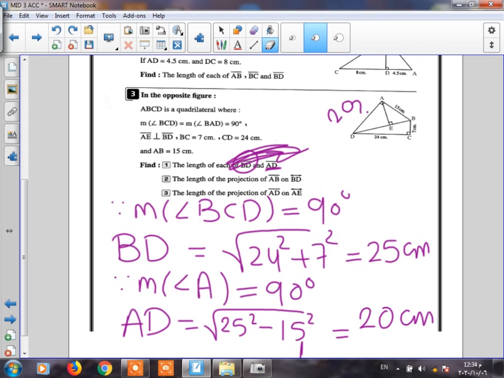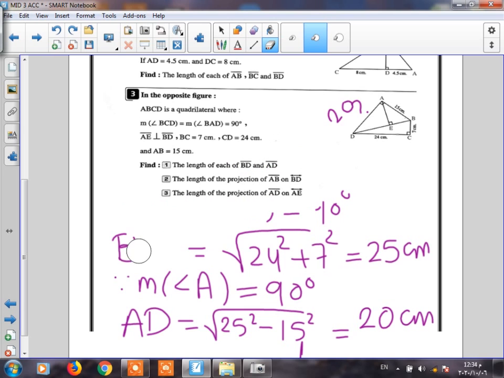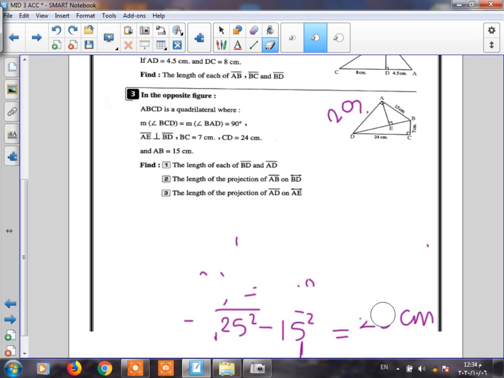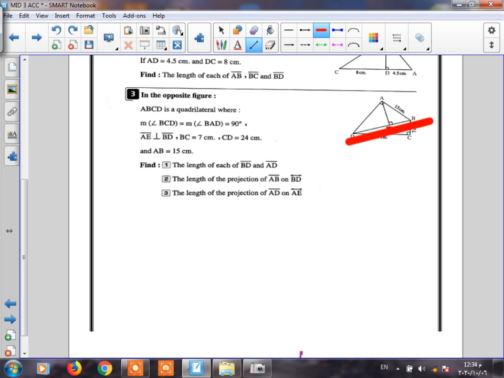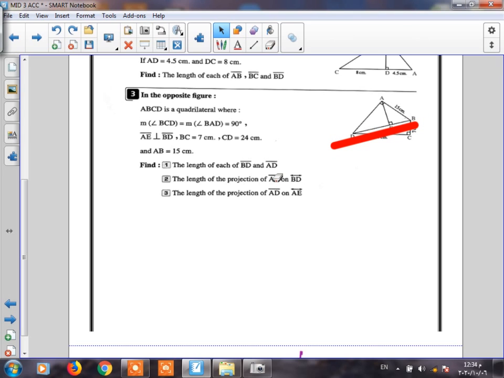What is the meaning of the projection? Okay, he asked you to get the projection of AB on BD. How can I get the projection of AB on BD? First of all, imagine that BD has a ruler, has a line like this, BD. Okay? And I need the projection of AB on BD.